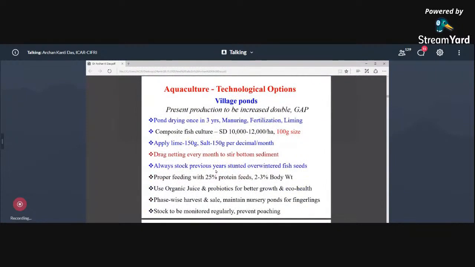So all these medium groups of reservoirs and the largest group of reservoirs are to be put under culture-based fisheries. So we have a glance at aquaculture technical options since the 60s, 70s, 80s decades. People have been following stocking of fry, stocking of fingerlings up to 10 gram. Now we are advocating that we should go for stunted fingerlings of more than 100 gram size. The larger the stocking size, the more is the production, the more is the growth rate.